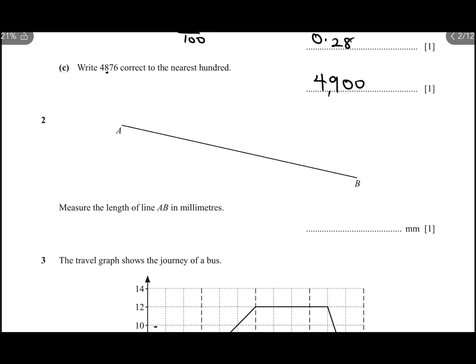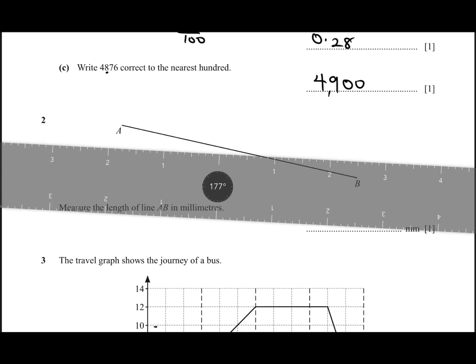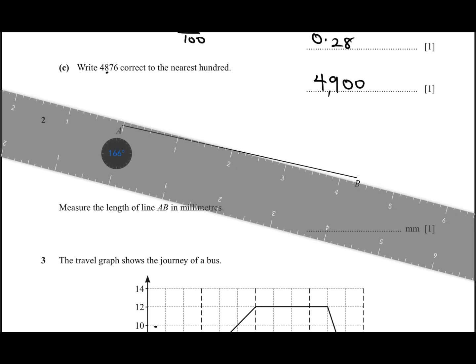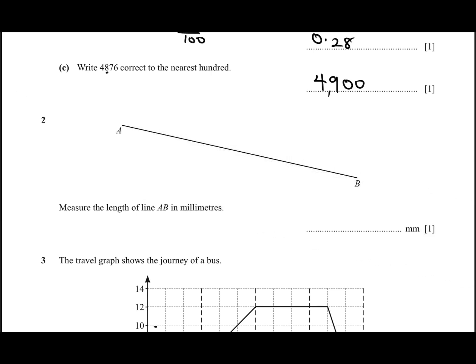In question 2, measure the length of this in millimeters. I don't have an actual ruler here, so let me just try to use this and see whether it will be close to the answer. So I won't be able to answer this question.